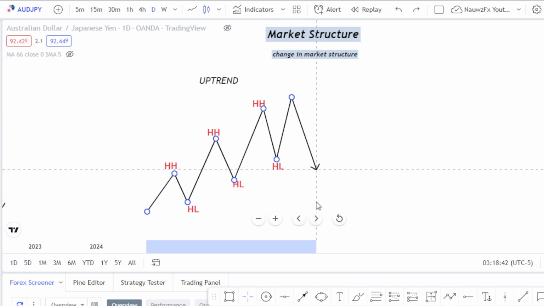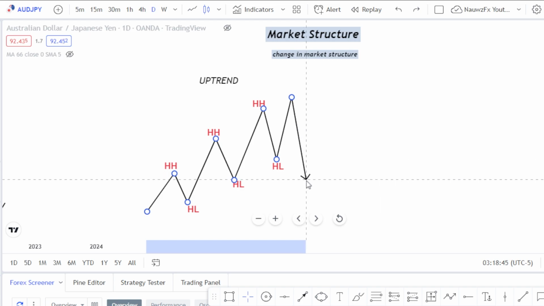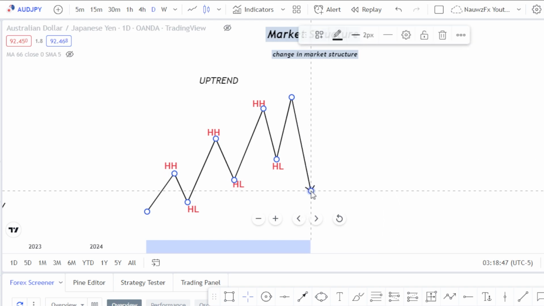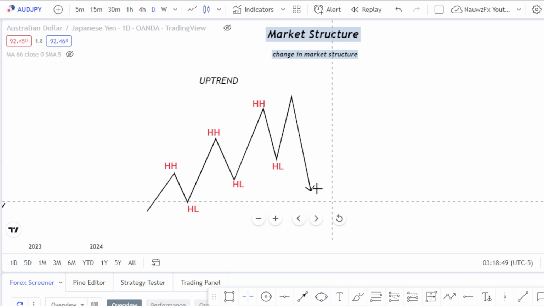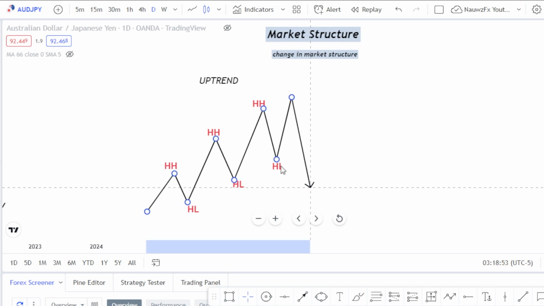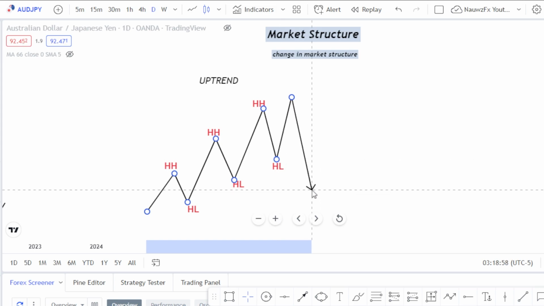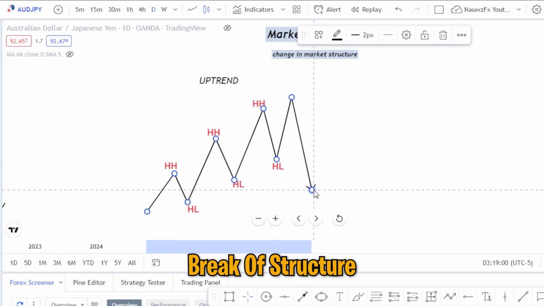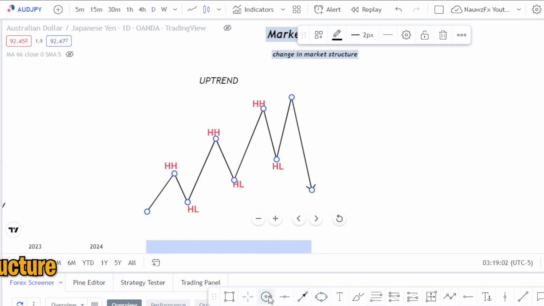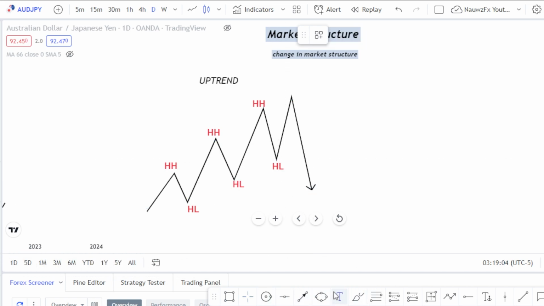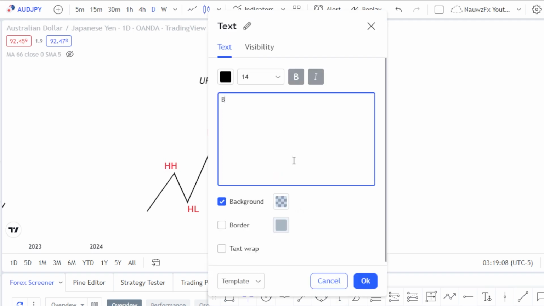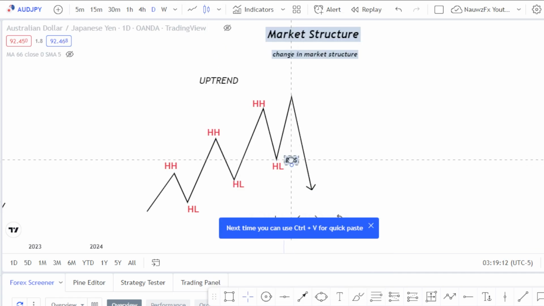So if the market does something like this, it broke structure right there. Once the market passes this higher low right here and closes below, it is a break of structure. We call that a break of structure. Let's write that down quickly so that you guys never miss that point. We call this a break of structure, BOS, for break of structure.